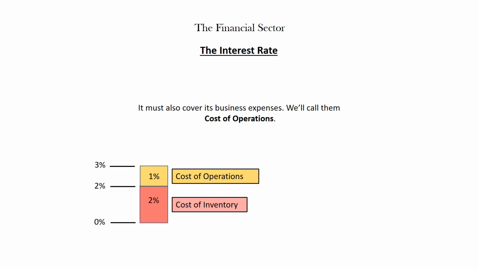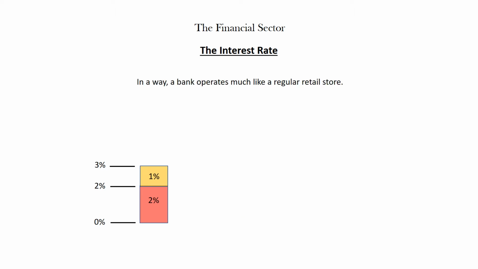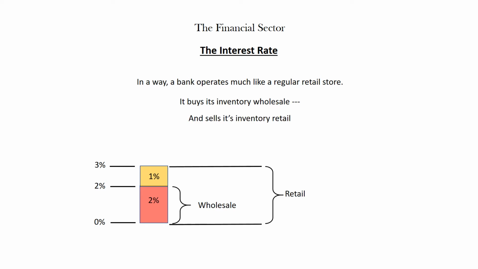We'll call this block the cost of operations. So in a way, this bank is operating very much like a typical retail store. It buys its inventory wholesale, in this case 2%, and sells its inventory at retail, in this case 3%.